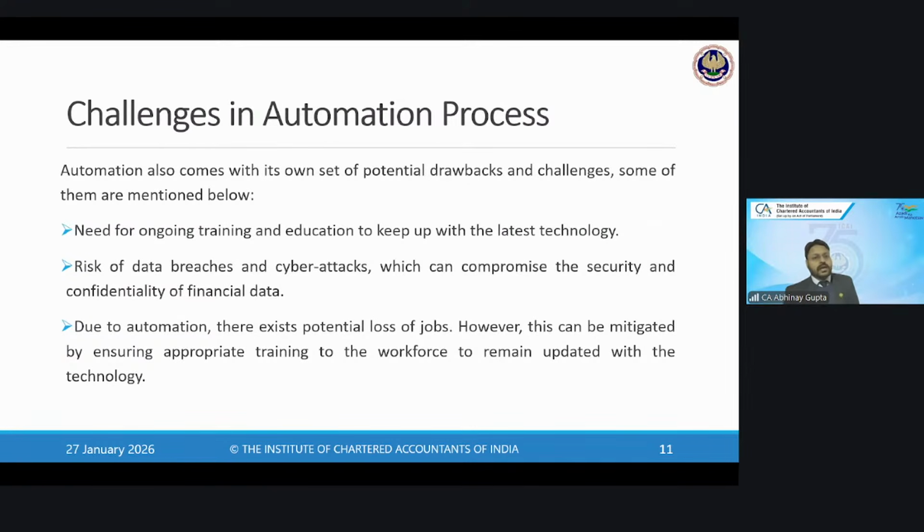Now, there are a lot of benefits. We have already discussed that, and a number of benefits are there in the automation process, but there are certain challenges as well. Any challenges do you think you are able to think through?